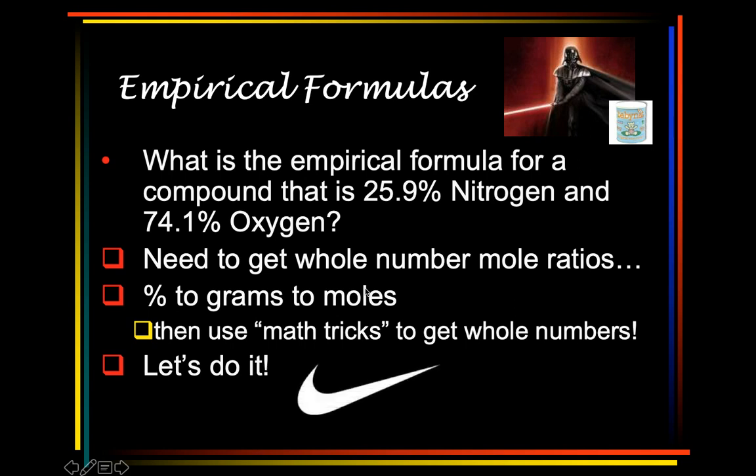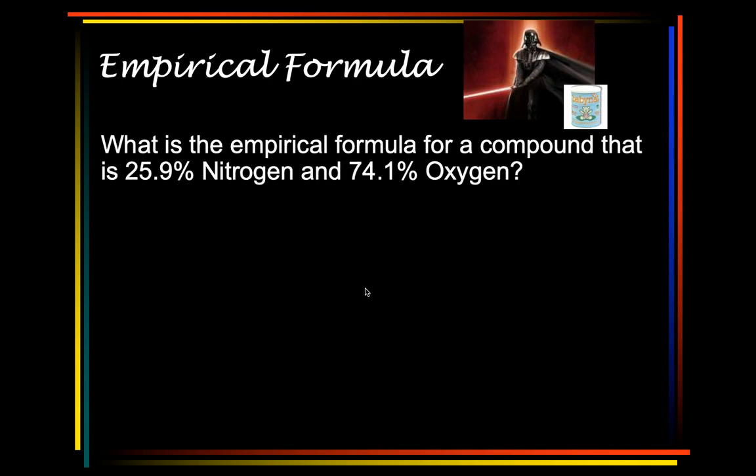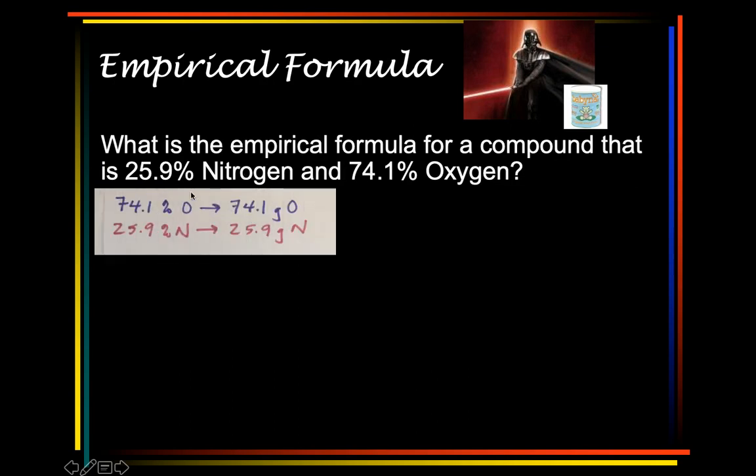Let's do it. So again, do this problem with me. Don't just watch it. So in your notes or on a piece of scratch paper, let's figure this out. What is the empirical formula for a compound that is 25.9% nitrogen and 74.1% oxygen? So the first thing, you just call percent grams. It's not cheating because percent means there's that many grams out of 100 grams. Well, let's pretend we have 100 grams then. 74.1 grams of oxygen, 25.9 grams of nitrogen.